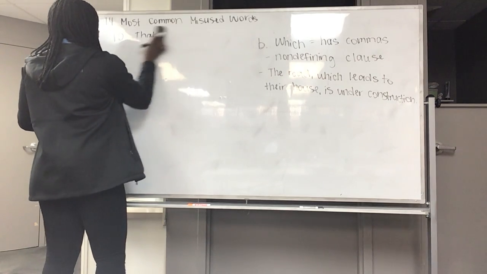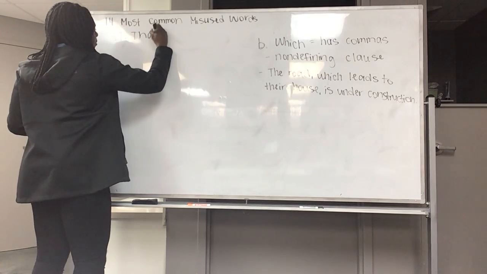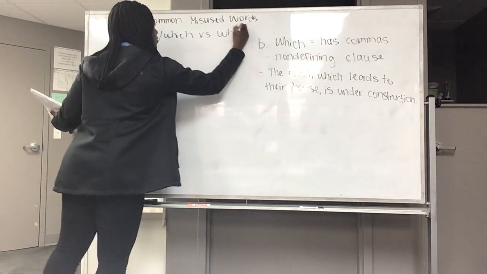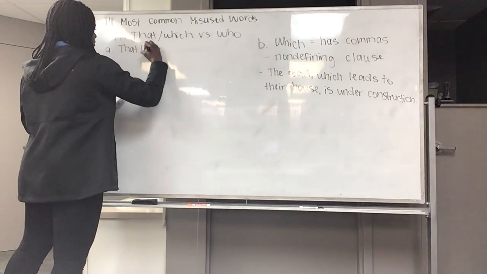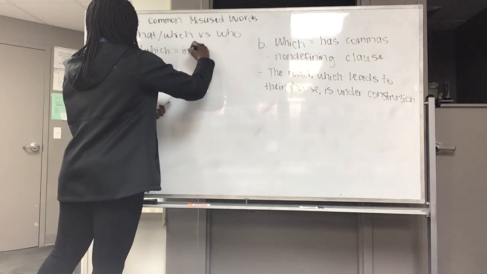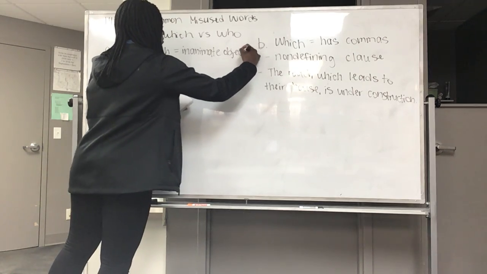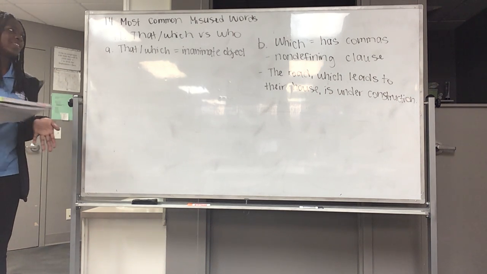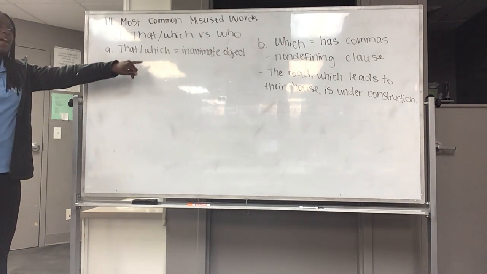So for number 11, we're actually going to pair that and which up, and then we're going to talk about them versus who. So when we use that and which, we're usually talking about an inanimate object. I'm not going to write the example sentence again, but it would be the road that leads to their house is under construction. We're talking about the road, which isn't a human, it's not living, and so we use either that or which.